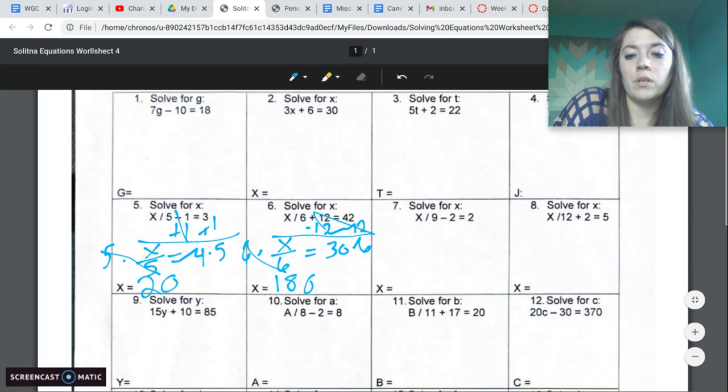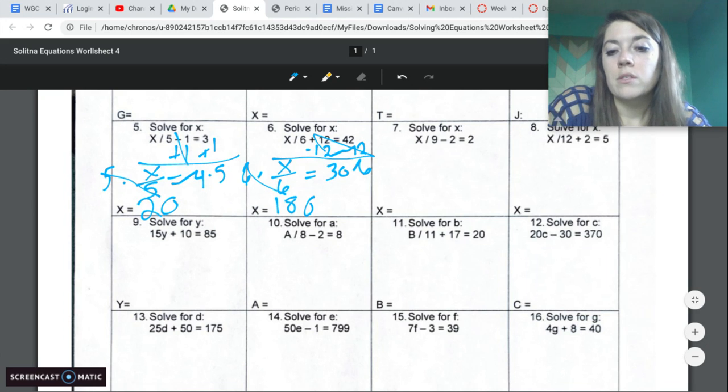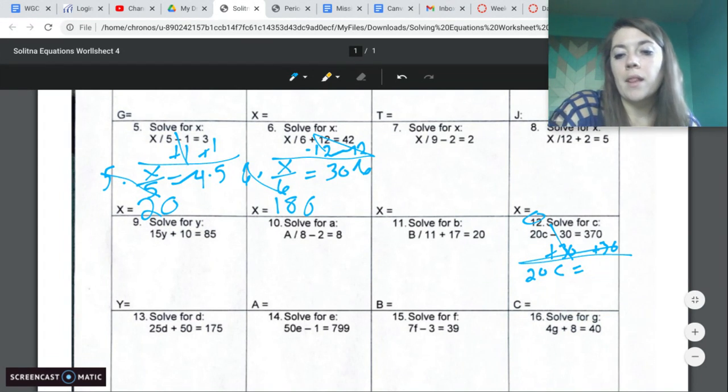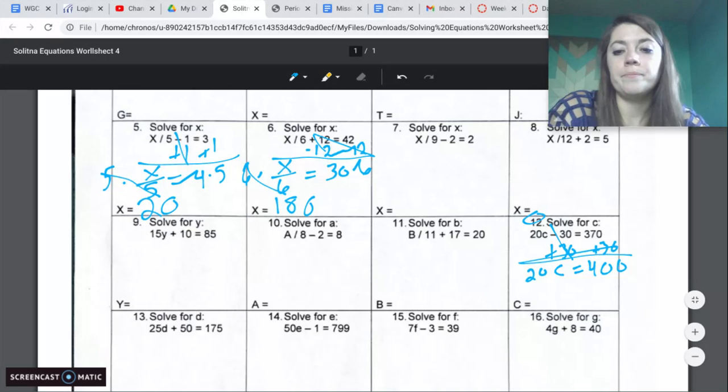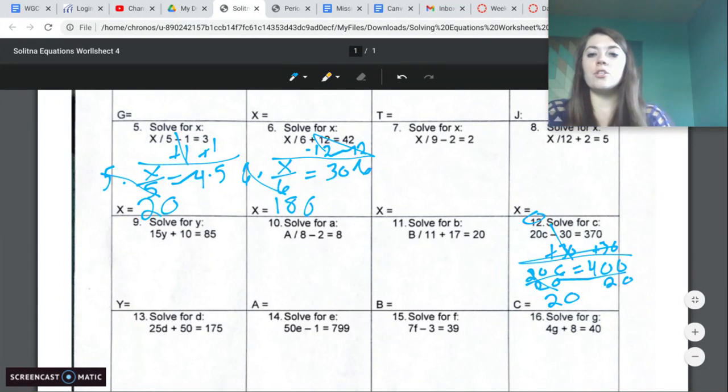Let's do one more. We'll do this one down here, number 12. So we have a minus 30, so we're going to add 30 over. Cancels out. We have 20c equals 370 plus 30 is going to be 400. Now to get c by itself, we divide. So we divide by 20. So 400 divided by 20 is going to give us 20. So there's our answer.